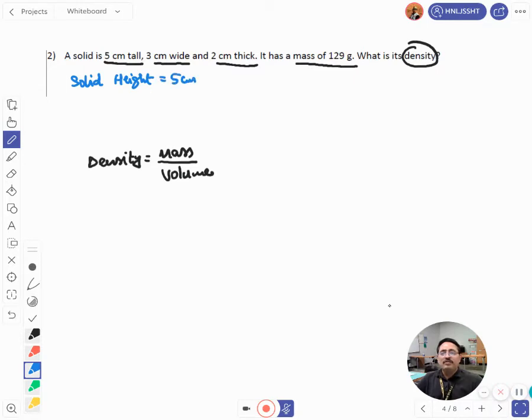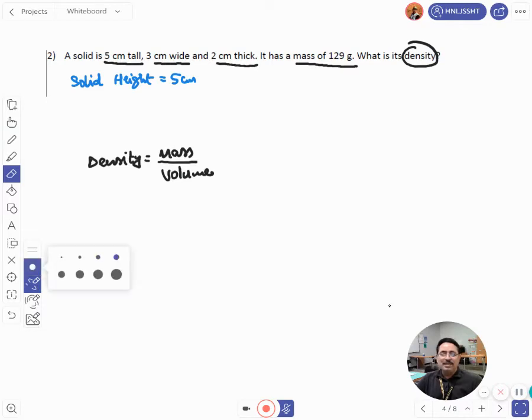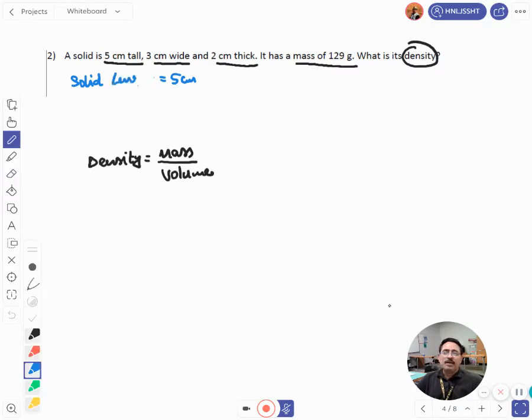Next, instead of height, my bad, that is actually length. So here the length is 5 centimeters. Width is 3 centimeters. Thickness I'm taking as height. It doesn't matter. Whatever way you want, you can take it: length, width, and height.